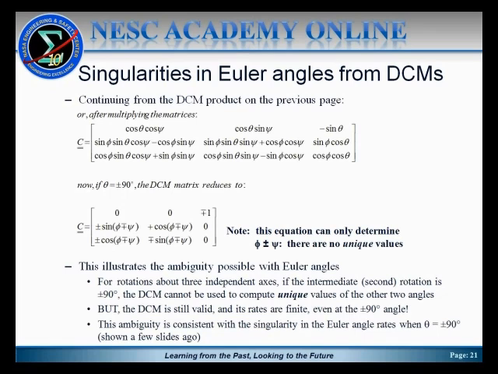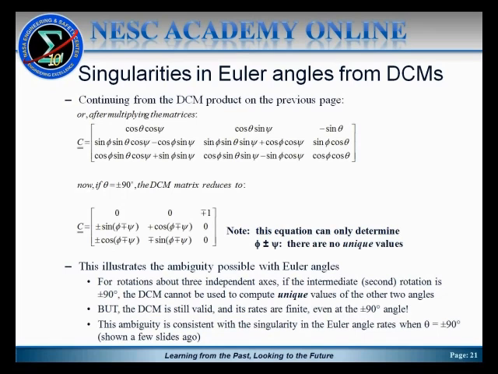For rotations about three independent axes, if the intermediate or the second rotation is plus or minus 90, the DCM cannot be used to compute unique values of the other two angles. But the DCM itself is still valid, and the rate of change of that DCM, as shown on the previous page, is still finite even at plus or minus 90.